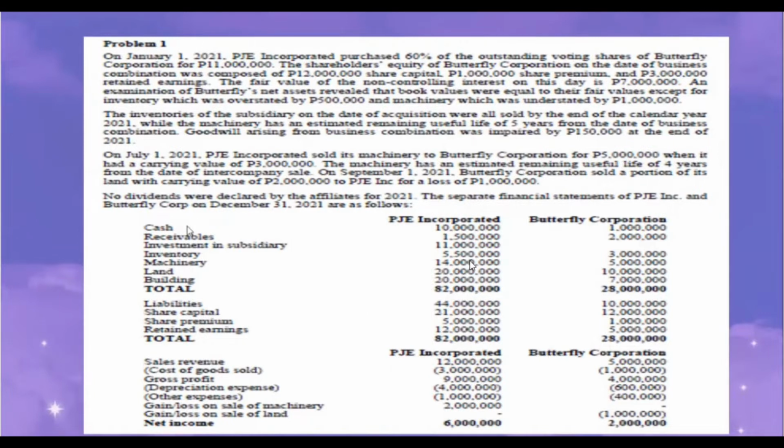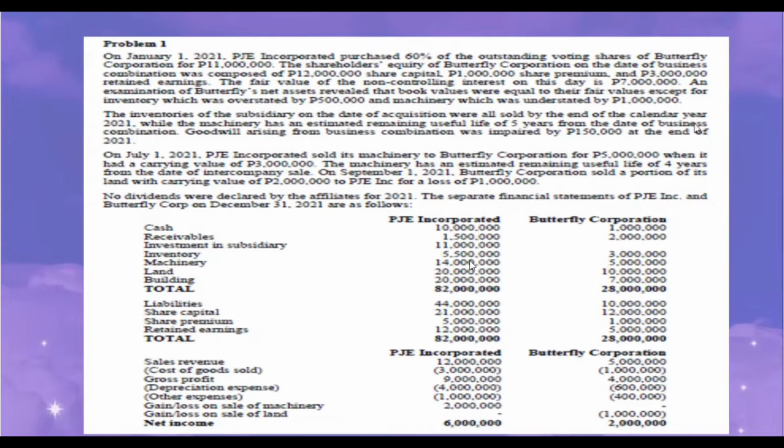The inventories of the subsidiary on the date of acquisition were all sold by the end of the calendar year 2021. While the problem provides this statement, which is good, at least we don't have to assume. But the assumption is all the inventories which remain unsold at the end of the period, ang sabi natin diyan, the assumption is those inventories will be sold the following period, no? So ganun palagi assumption on the inventory. Okay? While the machinery has an estimated remaining useful life of 5 years from the date of business combination. So this is relevant in computing for your depreciation expense.